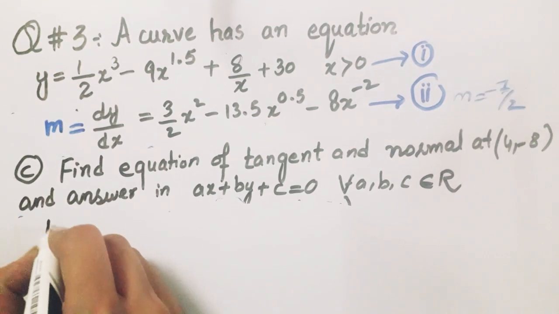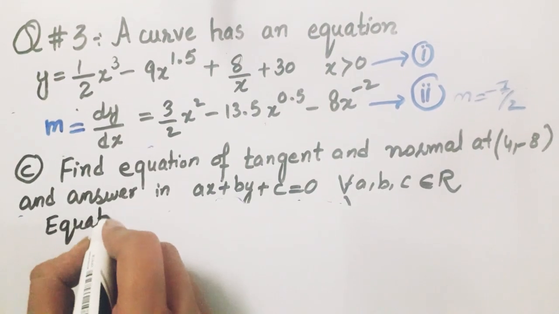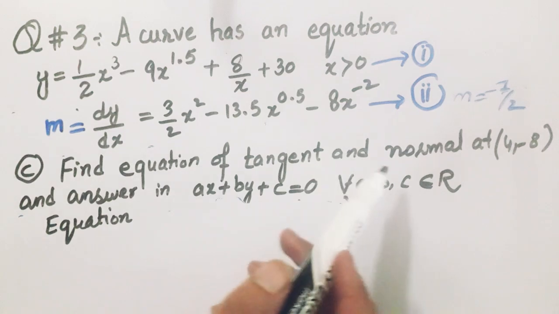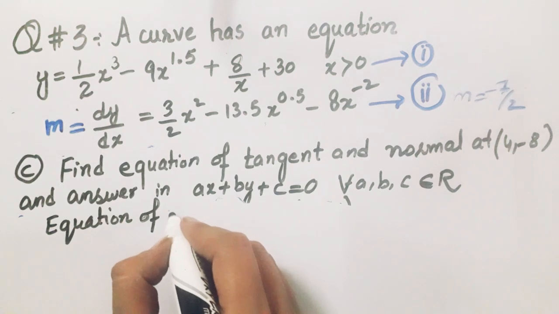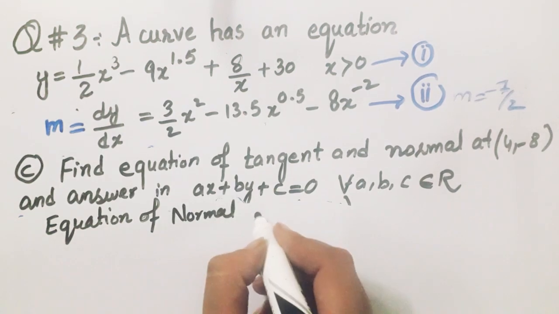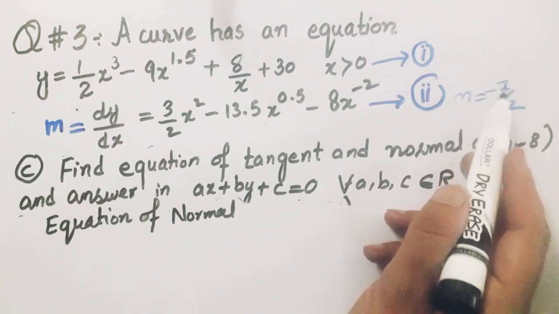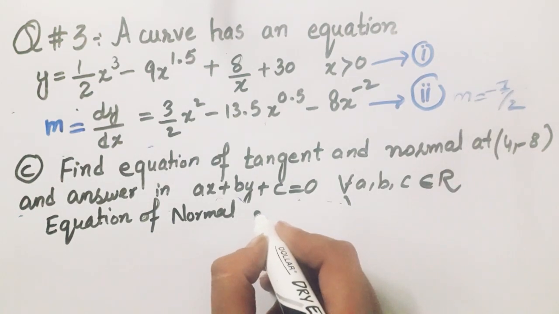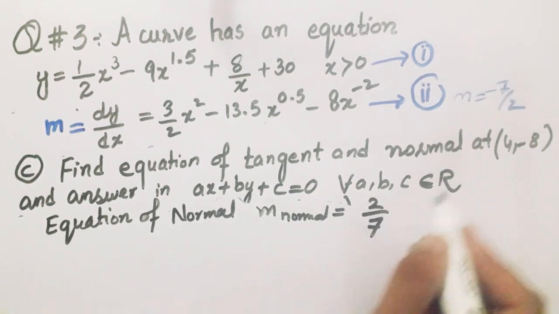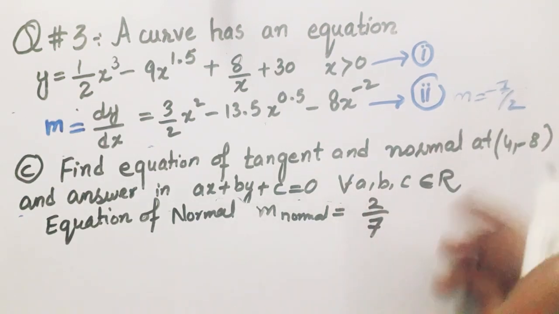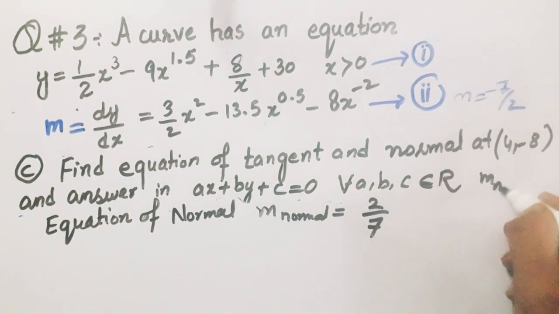The difference between equation of tangent and equation of normal is that tangent and normal are perpendicular, they have a perpendicular relation, and the slope of normal will be, like here m is equal to minus 7 by 2, so slope of normal is equal to 2 by 7, and the sign minus becomes positive, because we know that for normal it is minus 1 over m tangent, the reciprocal of tangent.